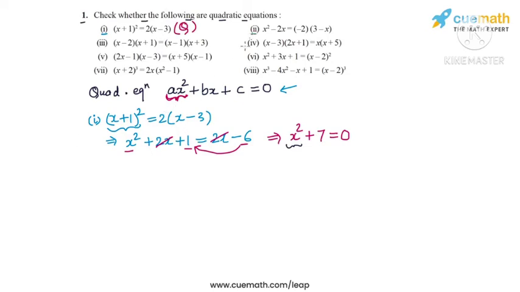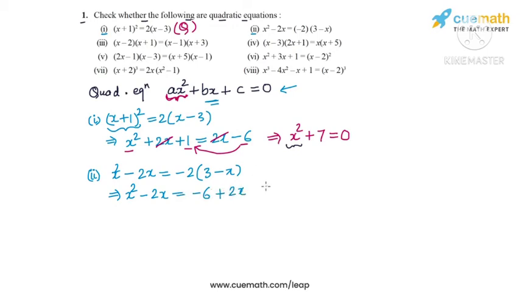Now let's do part 2. In part 2, the equation is x square minus 2x equal to minus 2 times 3 minus x. So we have this product on the right side. We will expand it, and then we will try and write the whole equation in this standard form. So we have x square minus 2x, and then on the right side we expand this product. We have minus 6 and plus 2x.